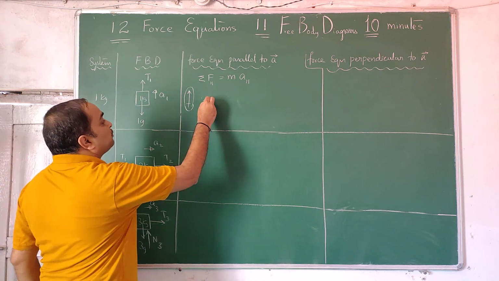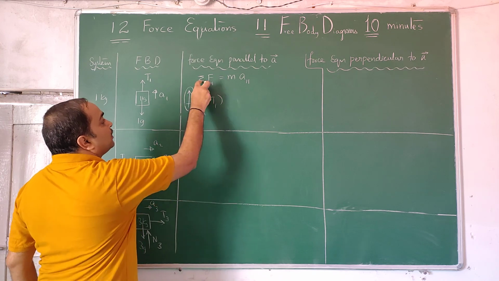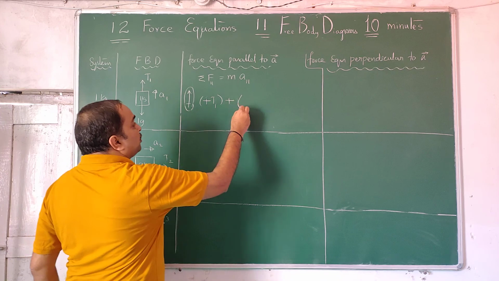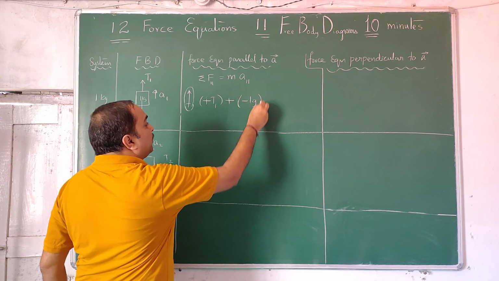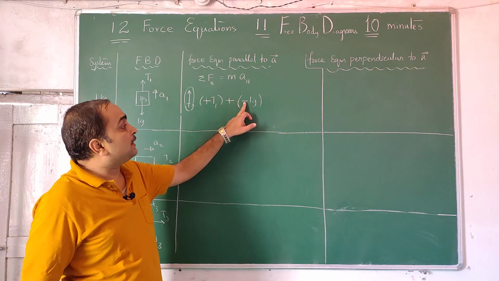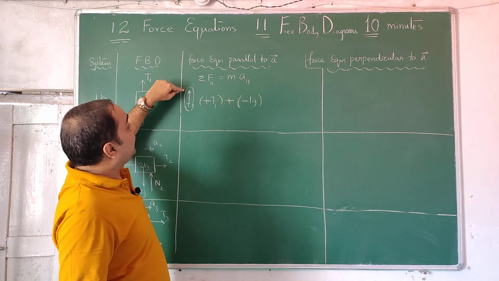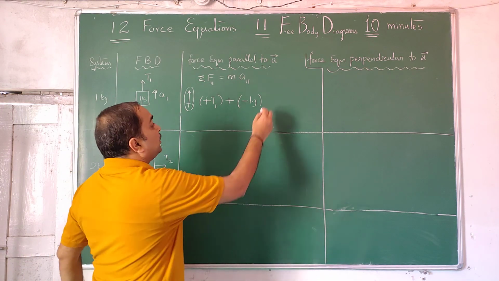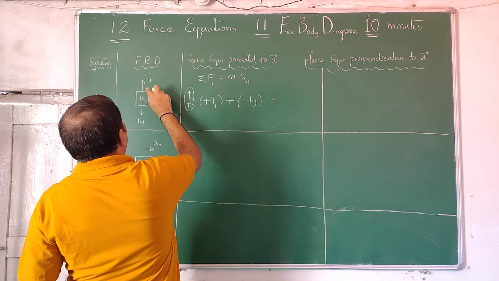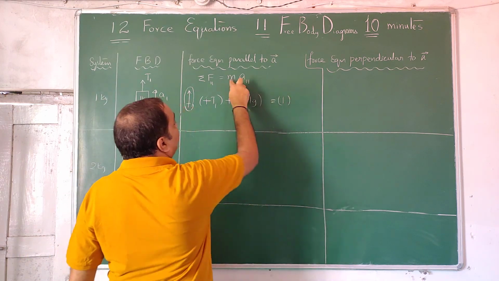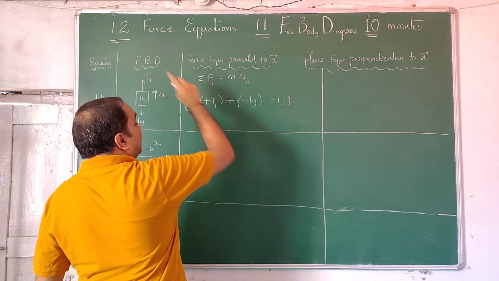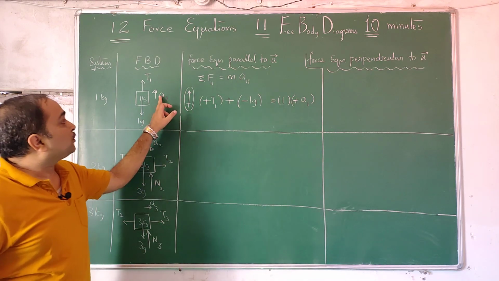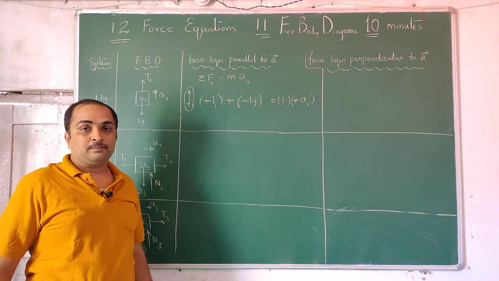So T1 is plus T1 for me. Sigma says add. This 1g you should not add, minus 1g you have to add. You are doing addition, but with a minus sign. Why? Because mathematically you assign an upward quantity as positive, a downward quantity should be negative. It is equal to the mass of the body, 1 kg, times a. Acceleration parallel to that is a1, plus a1. Acceleration is a vector quantity, so it has a direction that you take.